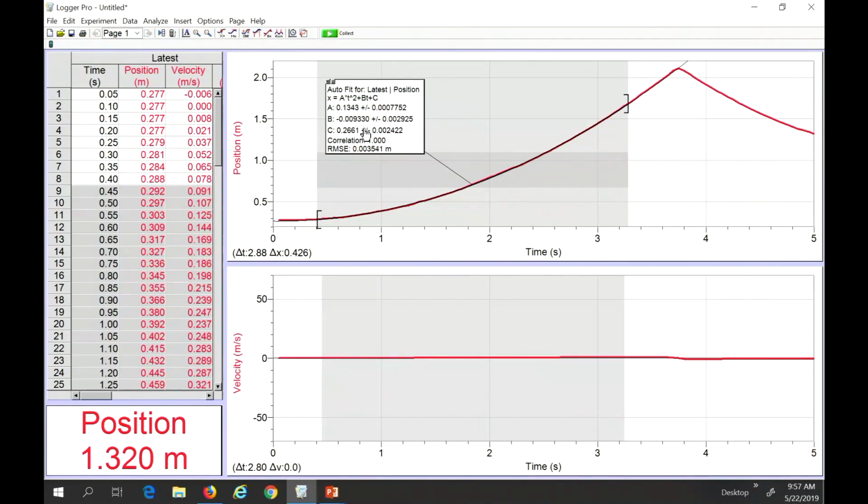a equals 0.13. You can ignore errors. b equals negative 0.009, and c equals 0.26. What does it mean? It means now you can calculate the exact location of this card at any time. You just have to pick a number, plug it into that equation, and calculate.